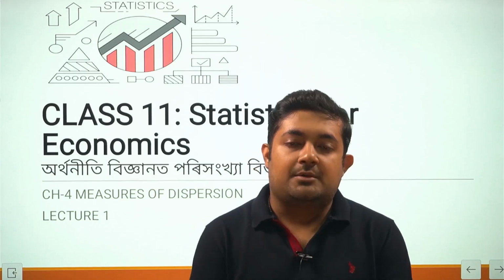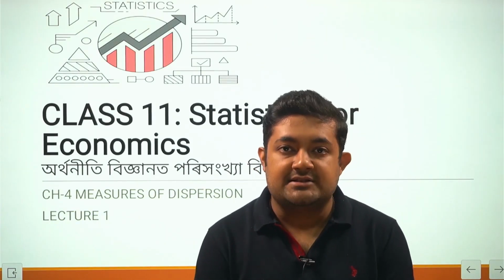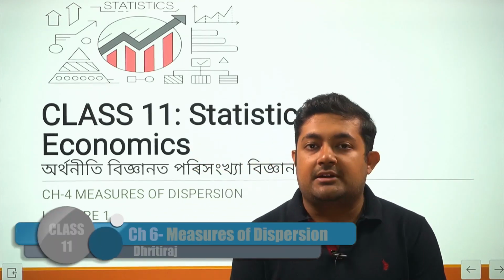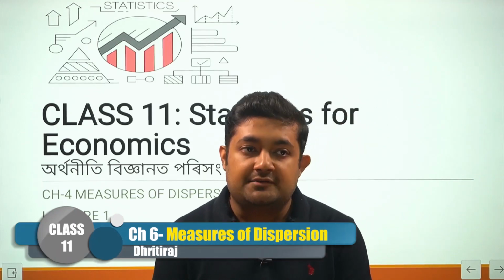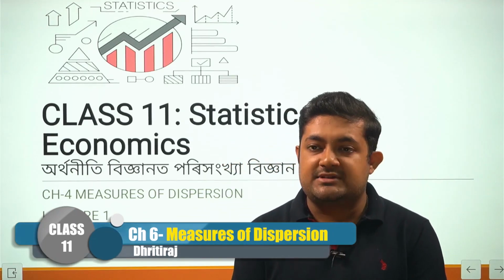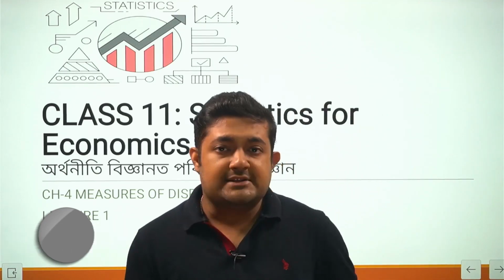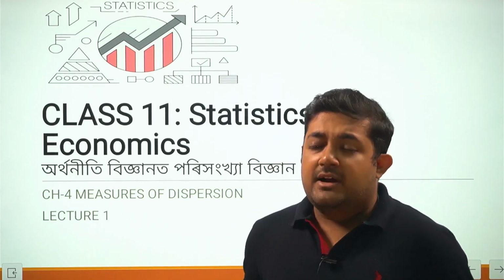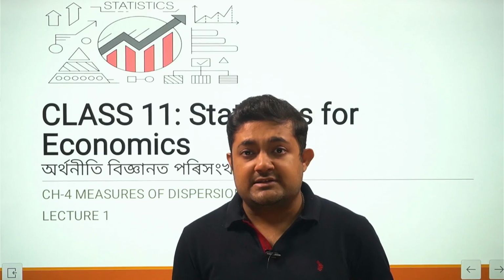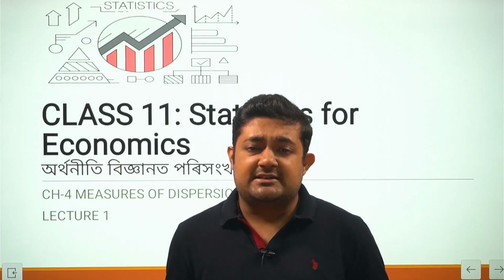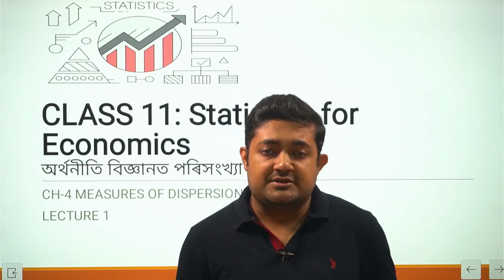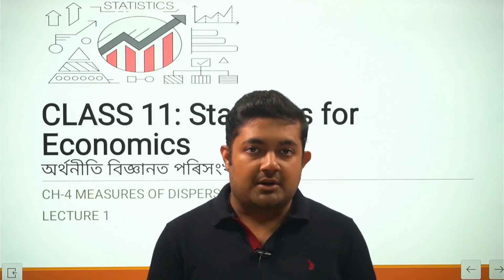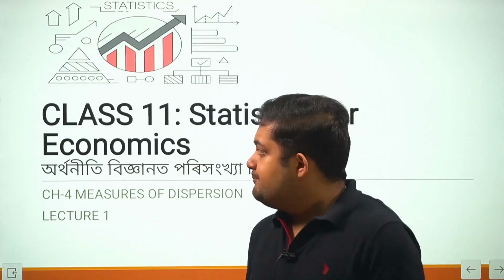Today we will start chapter 6 of statistics for economics, that is measures of dispersion. In measures of dispersion you will cover topics like range, quartile deviation and mean deviation. We will go step by step. Firstly, the basics: what is measures of dispersion, why it is useful in statistics, and how it is used. There are two types, absolute measures of dispersion and relative measures of dispersion. Today we will start with range and its numericals as well. So let's start.